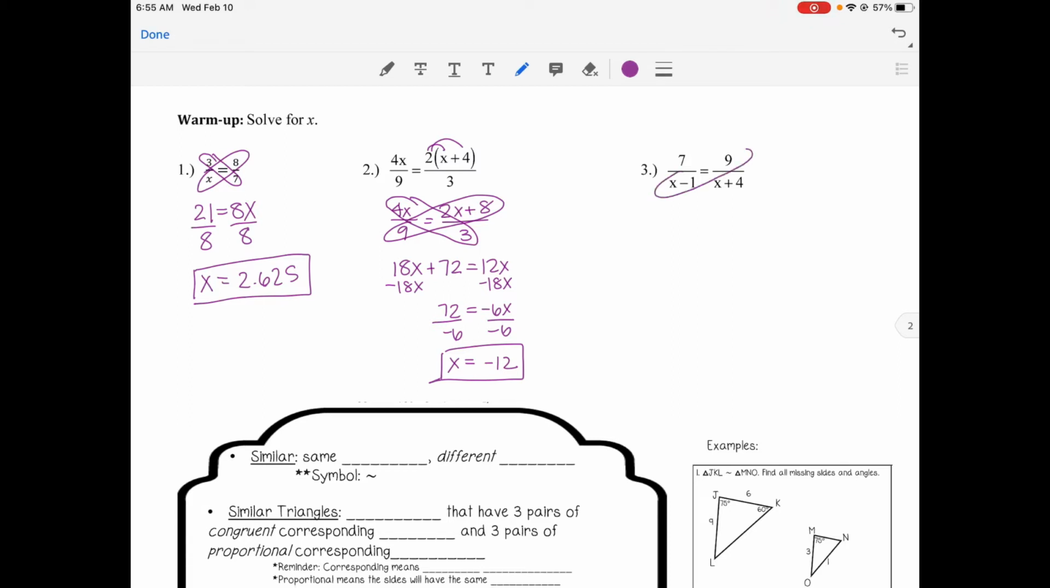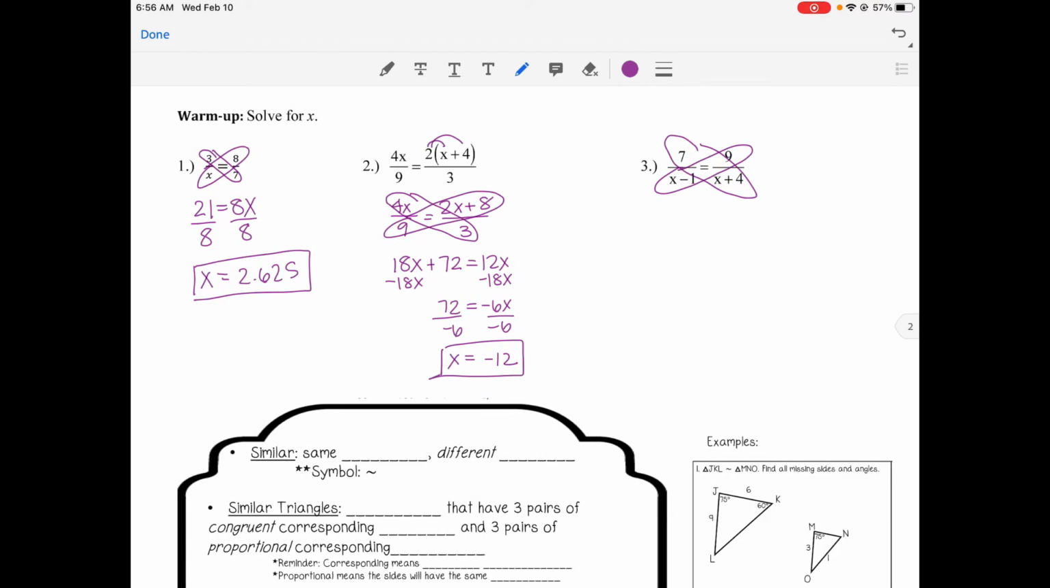One more here. Cross multiply. So remember that 9 will distribute to both parts. You'd have 9x minus 9 equals 7x plus 28. You want to get your x's on the same side, so subtract 7x on both sides. So 2x minus 9 equals 28. Add your 9. 2x equals 37. And then divide 37 by 2. Once again, you could leave it as a fraction, 37 halves, or I know a lot of you like decimals, so we get 18.5.